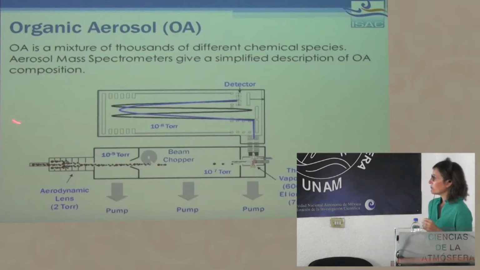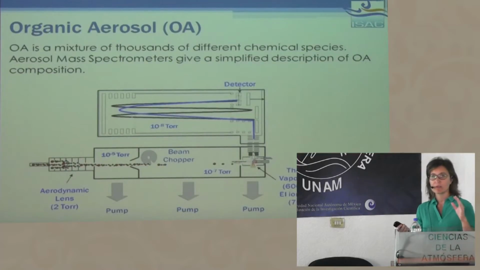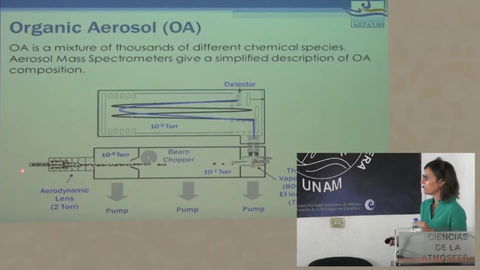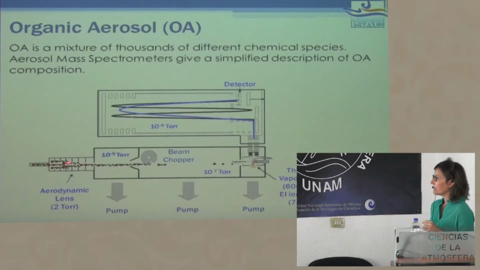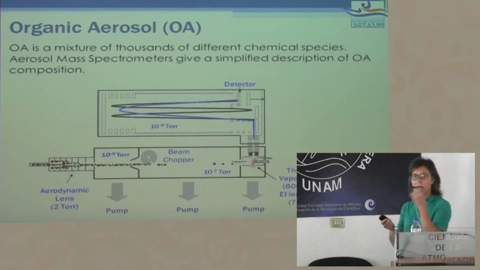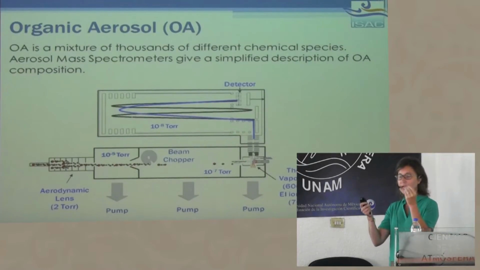In this kind of instrument, essentially, we measure the aerosol composition online. So the aerosol particles are sucked into the instrument. They are first passed through an aerodynamic lens, so they are focused into a narrow beam. Here, they pass into 2 different chambers, and then they reach this oven. The oven is heated at 600 Celsius, so when the particles hit the oven, they vaporize.